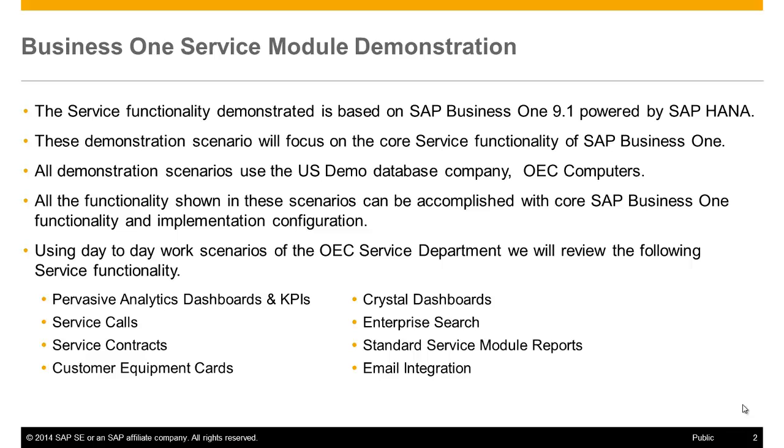database company, OEC Computers. In the following two role-based scenarios, we will review the following Business One service module functionality: pervasive analytics dashboards and KPIs, or key performance indicators, Crystal dashboards, service call functionality, enterprise search, service contracts, standard service module reports, customer equipment cards.